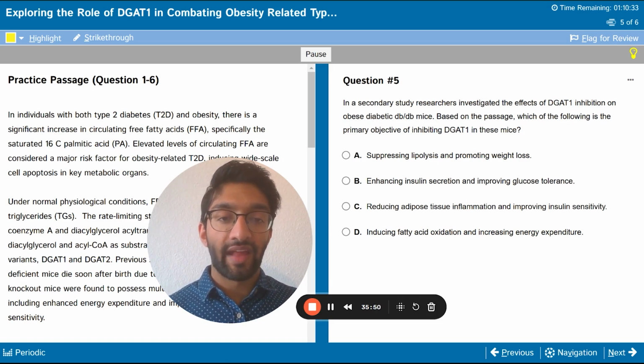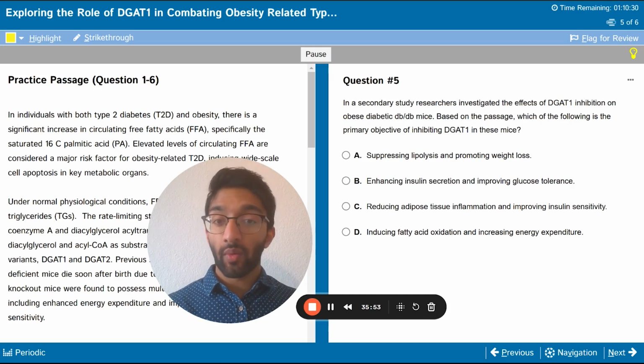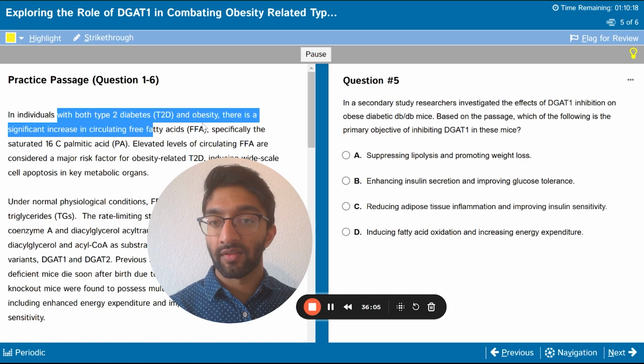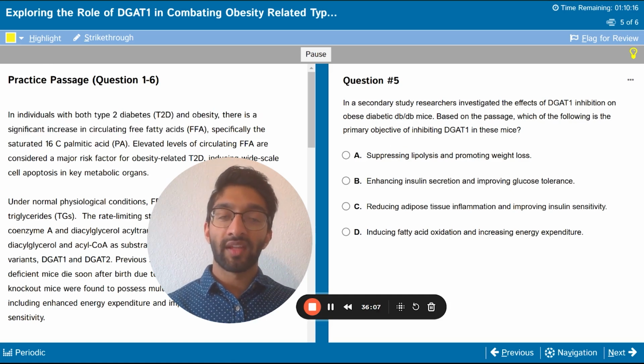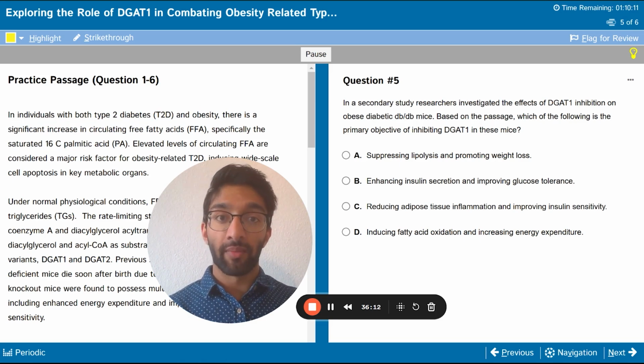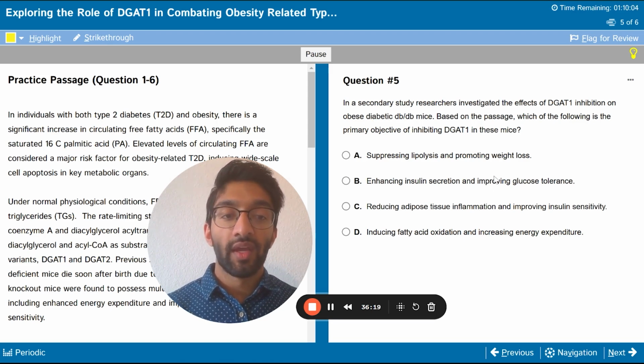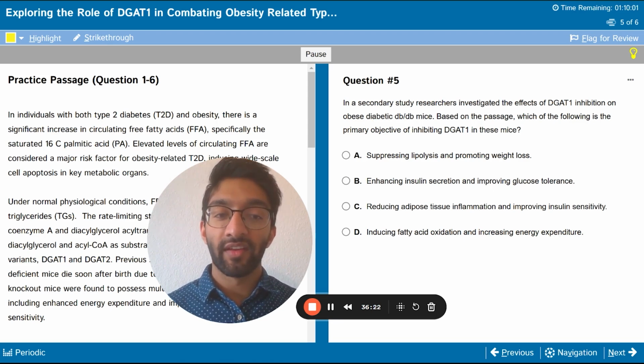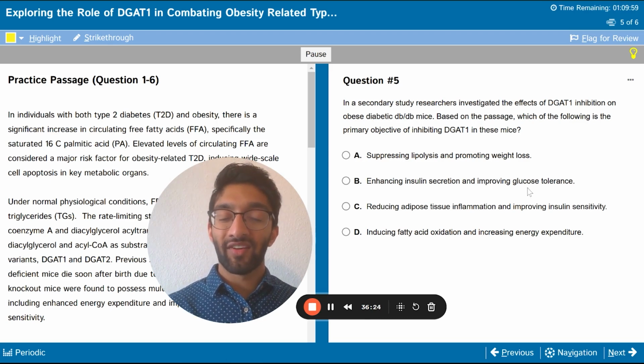Okay, second, enhancing insulin and improving glucose tolerance. Well, again, that would really help if you have obesity or diabetes. But another thing you have to realize is that in diabetes, and more specifically type 2 diabetes, which is what they're talking about, the disease of interest, it's not so much that these patients can't produce insulin, but rather that they are insensitive to insulin. They've lost their insulin sensitivity. So increasing the amount of insulin in the body won't necessarily actually help them.